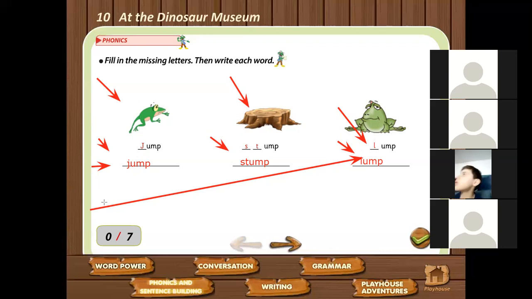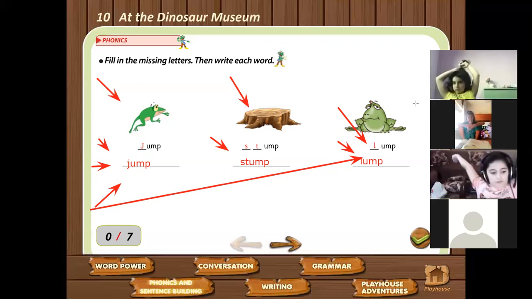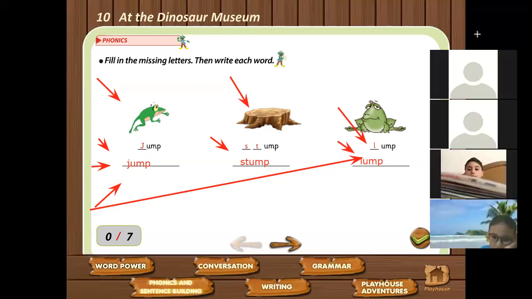Yalla, ya Ritan. Read the words again. Jump. Yalla, ya Ritan. It's okay, Sham, but quickly. Quickly, okay? Yalla, ya Ritan, open your mic.